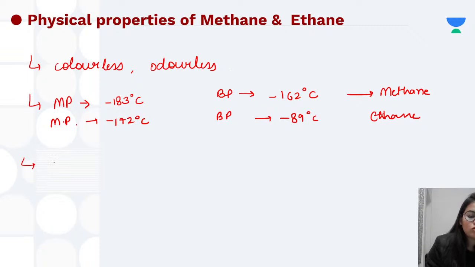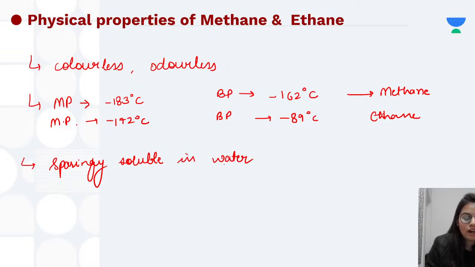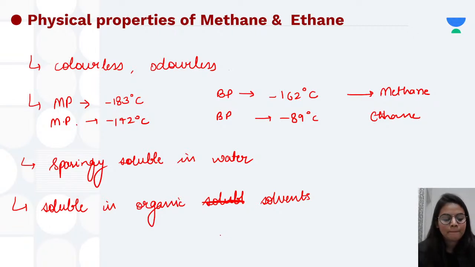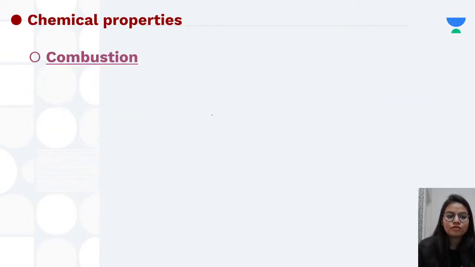Next, talking about its solubility. Both are sparingly soluble in water, and since they are organic compounds, they are soluble in organic solvents. Now what are the organic solvents which show a very good solubility? It can be alcohols, acetone, ether, etc. So I hope that is very much clear.